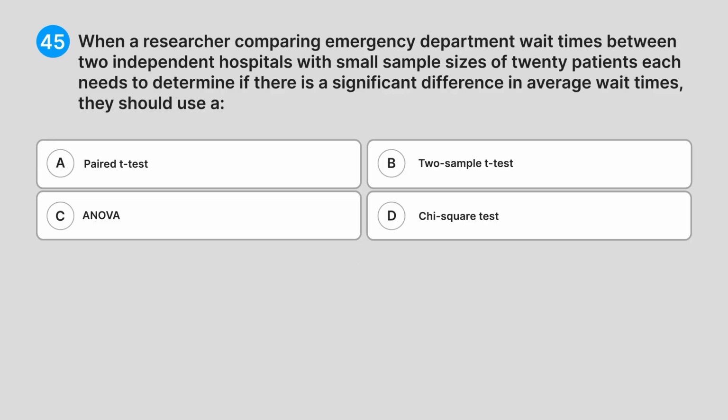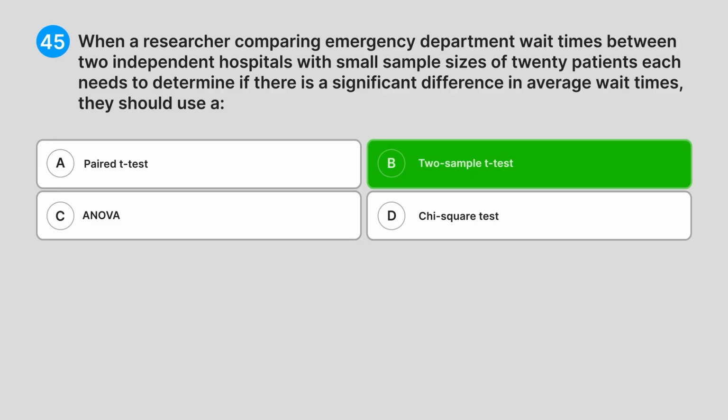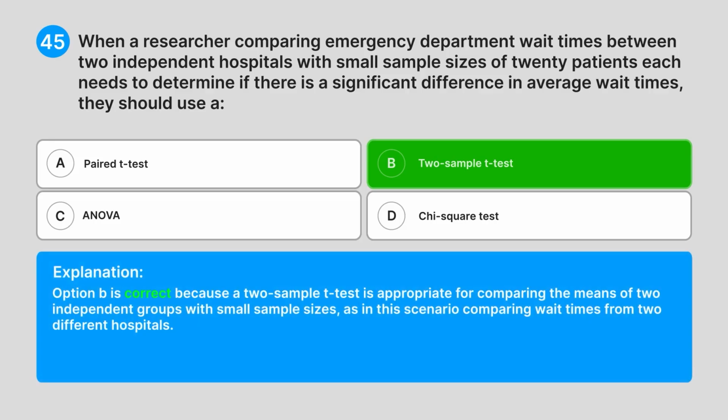Correct answer, B, two-sample t-test. Explanation: option B is correct because a two-sample t-test is appropriate for comparing the means of two independent groups with small sample sizes, as in this scenario comparing wait times from two different hospitals.